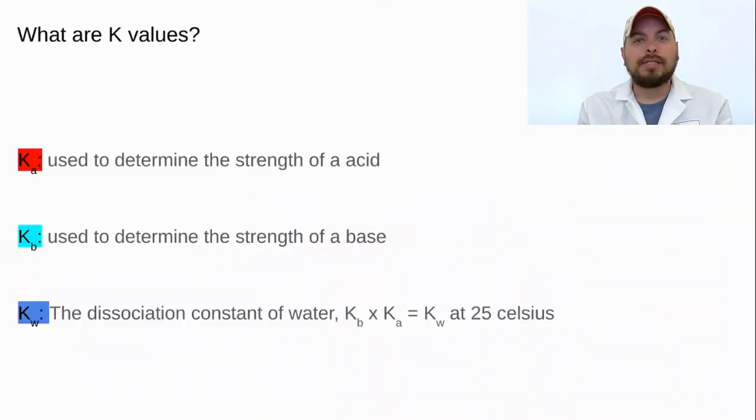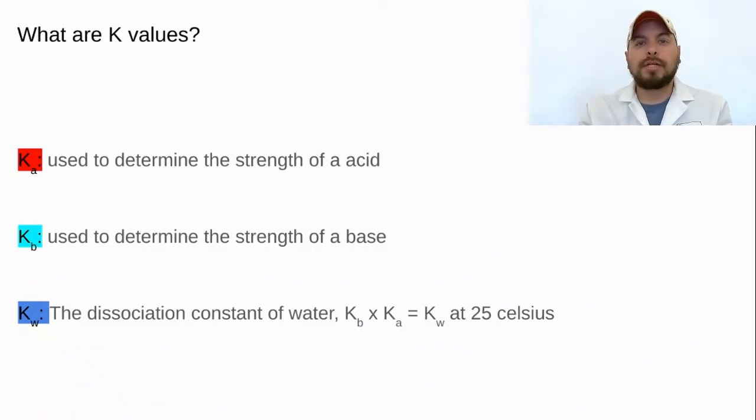Hey y'all, today we're going to look at a couple new equilibrium constants: the equilibrium constant of water, Kw, the equilibrium constant of an acid, Ka, and the equilibrium constant of a base, Kb. We're going to learn how to convert between them and also learn how we use them in acid-base equilibrium problems. Let's go ahead and get started.